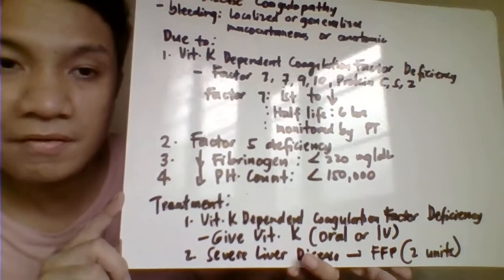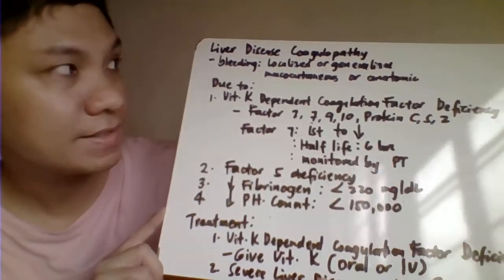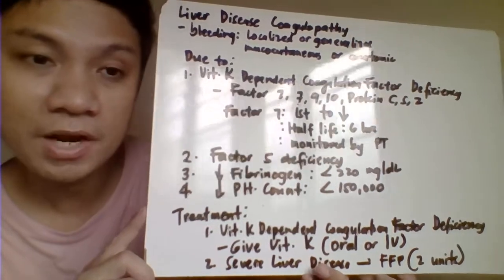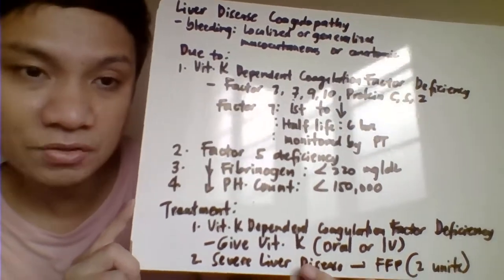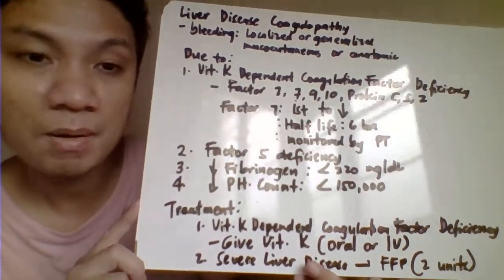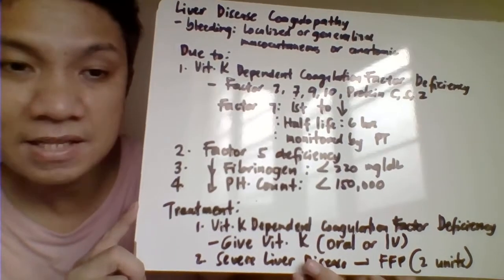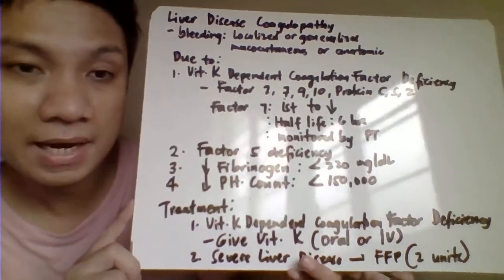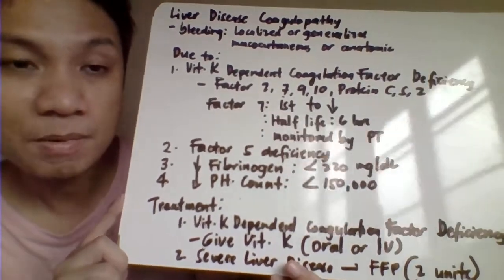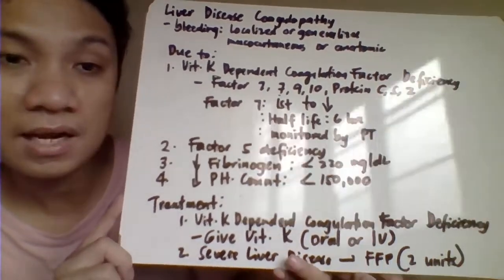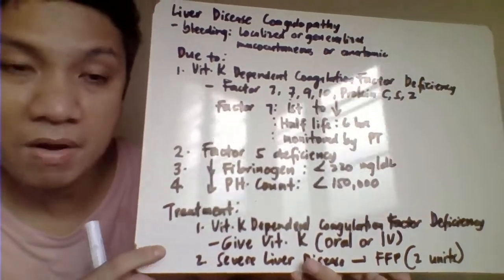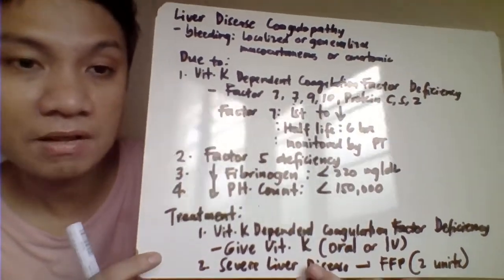Okay, the next one, we have your liver disease coagulopathy. So, these are the conditions wherein you have a bleeding manifestation if the patient would have a problem with the liver. Or the bleeding disorder related with the liver problem could be in the form of generalized or localized. Could also be mucocutaneous or even anatomic.